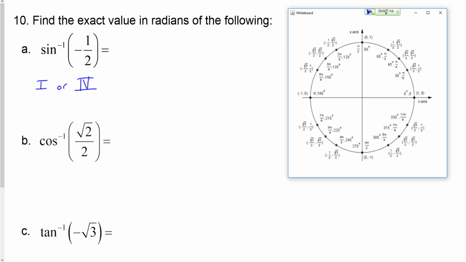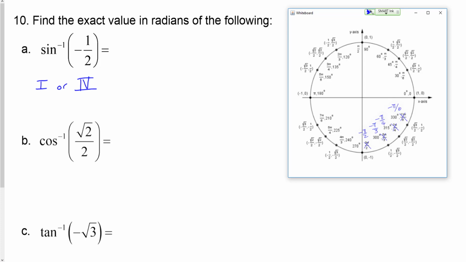But if you're answering in 4, remember the range on this is from negative pi over 2 to positive pi over 2. So instead of 3 pi over 2, you would answer negative pi over 2. Instead of 7 pi over 4, you would answer negative pi over 4. 11 pi over 6 would be negative pi over 6. 5 pi over 3 would be negative pi over 3. So you answer from negative pi over 2 to positive pi over 2.